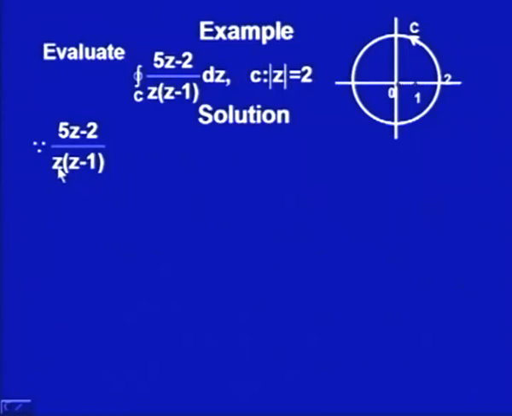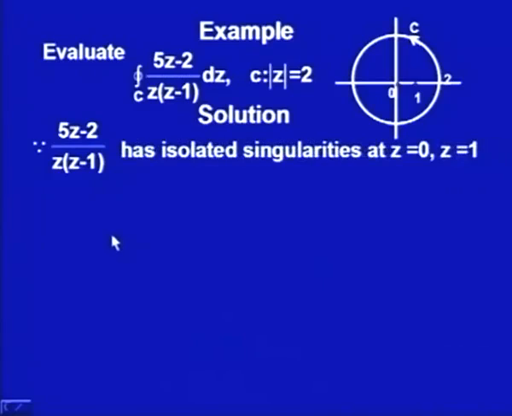So, here we see the zeros of this denominator are z = 0 and z = 1. At z = 0 the numerator is not 0, and at z = 1 also the numerator is not 0. So, we have that the function (5z - 2) upon z(z - 1) has isolated singularities at z = 0 and z = 1. Moreover, these singularities are poles, and they are simple poles actually.